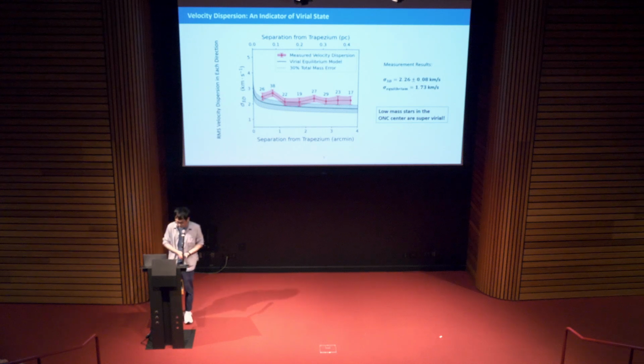So low-mass stars in the ONC center are supervirial, and this confirms our previous finding of the negative correlation, because we can only observe the negative correlation in a supervirial cluster.